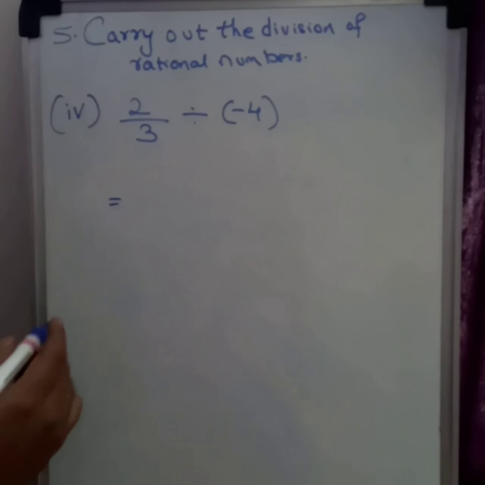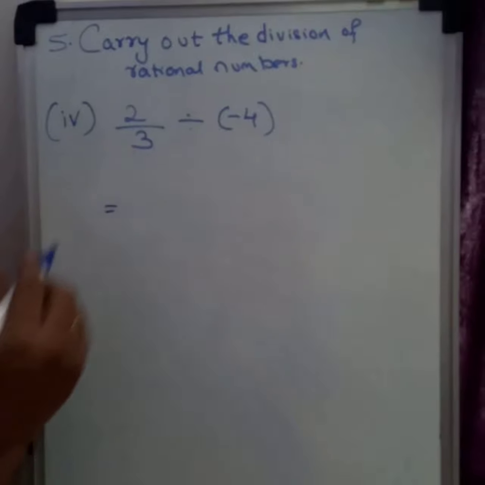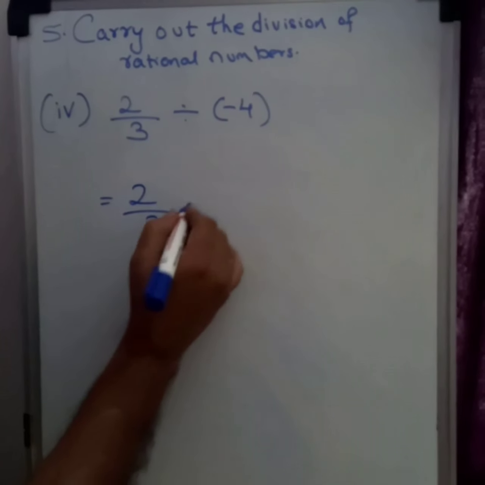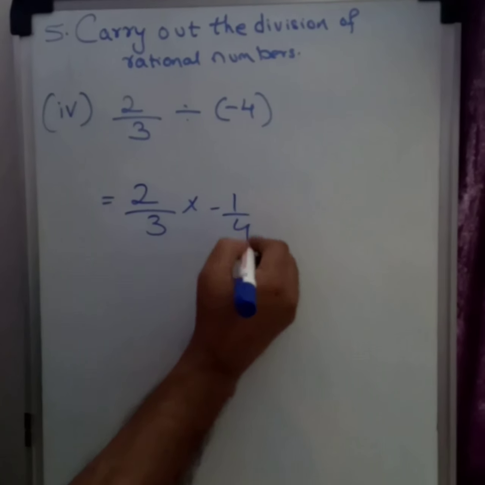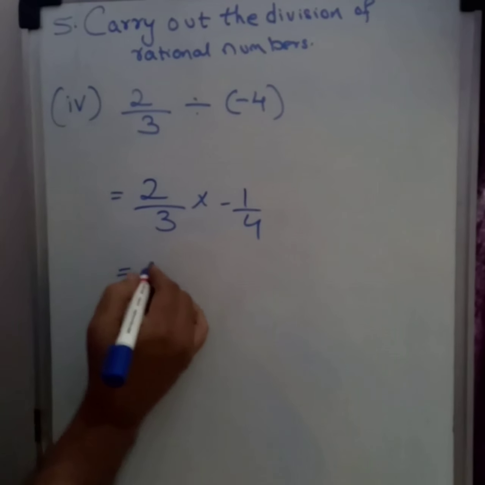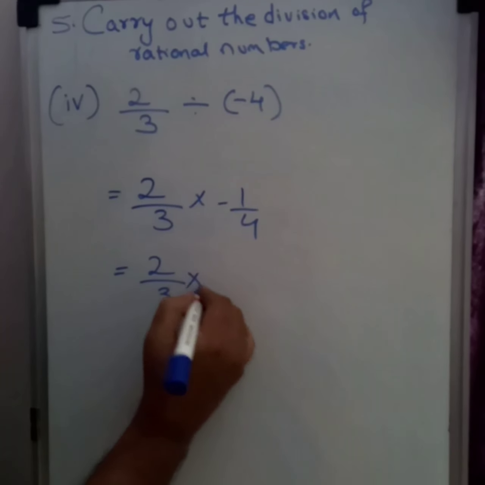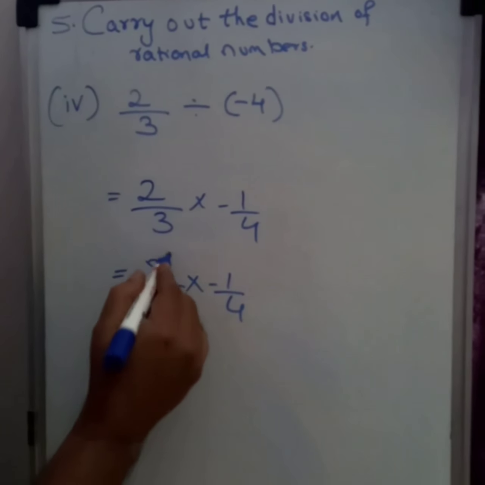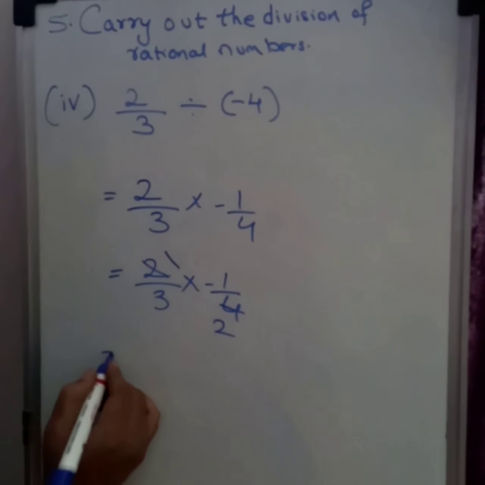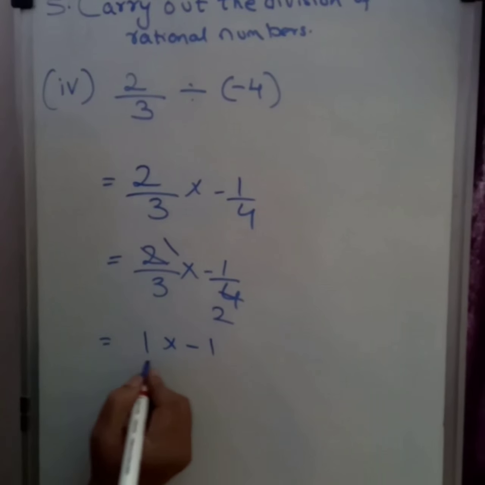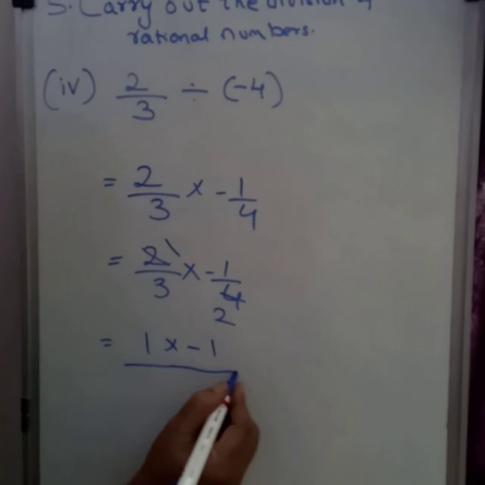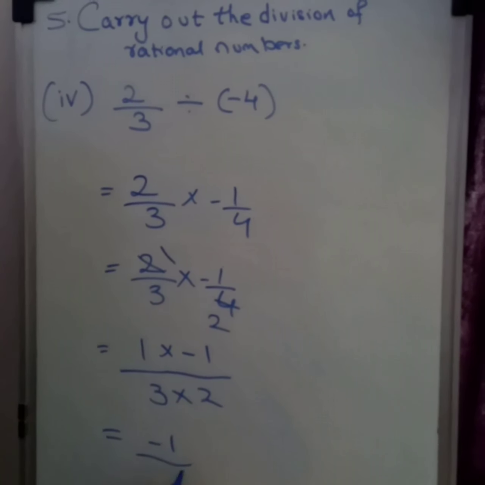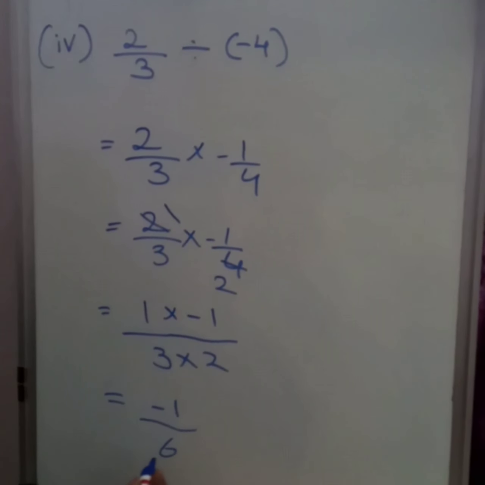In the fifth section, we are going to do the fourth sum, that is 2 upon 3 divided by minus 4. So first we will convert this into the reciprocal format. So it is 2 upon 3 into minus 1 upon 4. In this what we do? 2 upon 3 into minus 1 upon 4. 2 and 4, 1, 2. So it will be 1 into minus 1, 3 into 2. So it will be minus 1 upon 6.